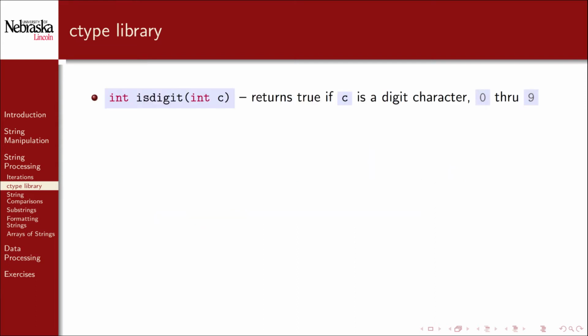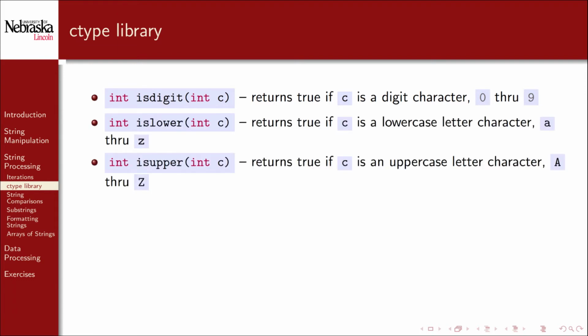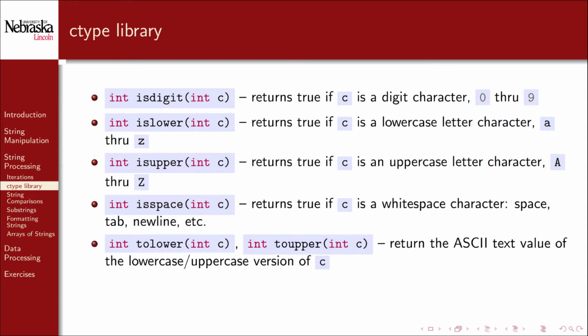We won't cover all of the functions, but some of the most useful ones include isDigit, which returns true if the given character is a digit character, 0 through 9. isLower and isUpper return true if the given character is a lowercase or uppercase letter. isSpace returns true for any white space character, including space, tab, new line, etc. toLower and toUpper actually return the ASCII character value, which is the lower or uppercase version of the given character. If it's punctuation or numerical, it just returns the same value.